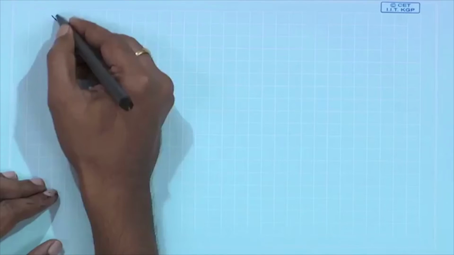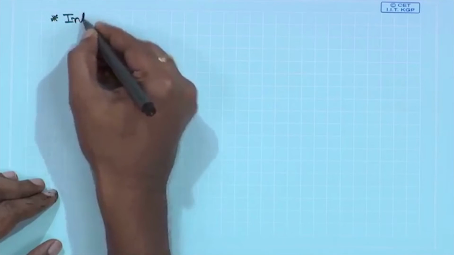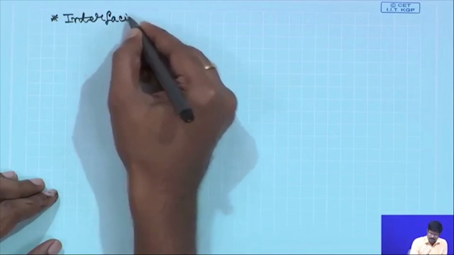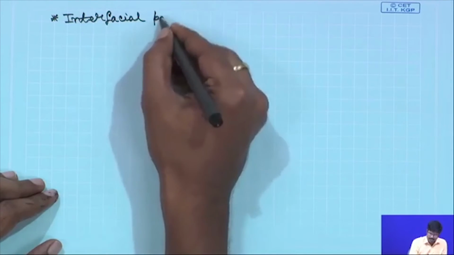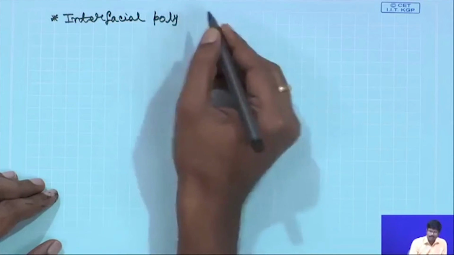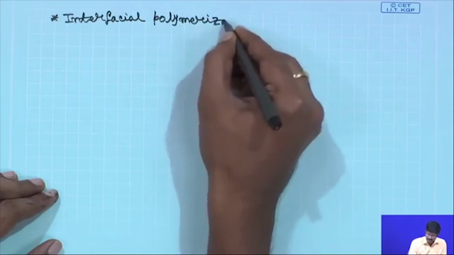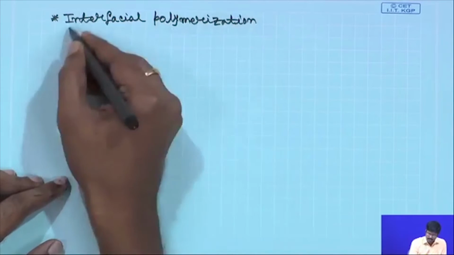So, the last topic for this class will be interfacial polymerization, and then we will finish our discussion for the moment on step polymerization. We will come back to it when we talk about individual industrial polymer preparations. Interfacial polymerization.